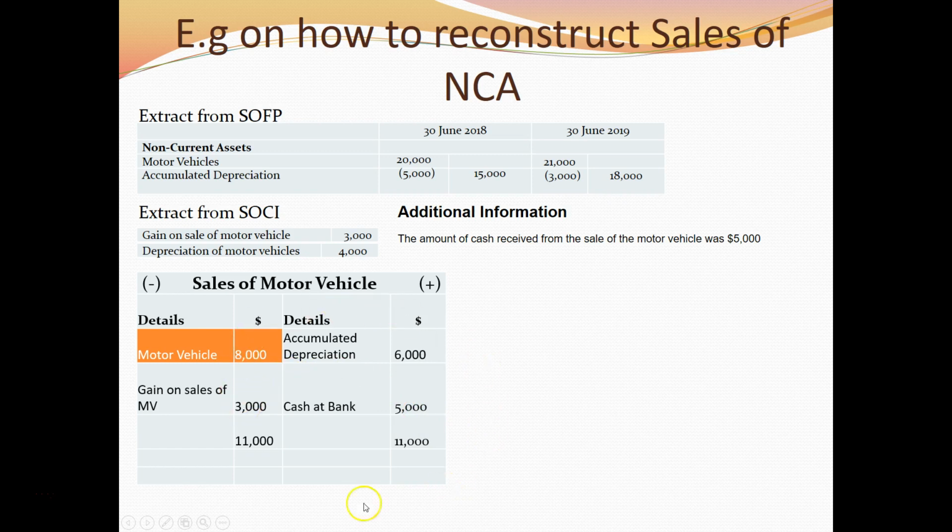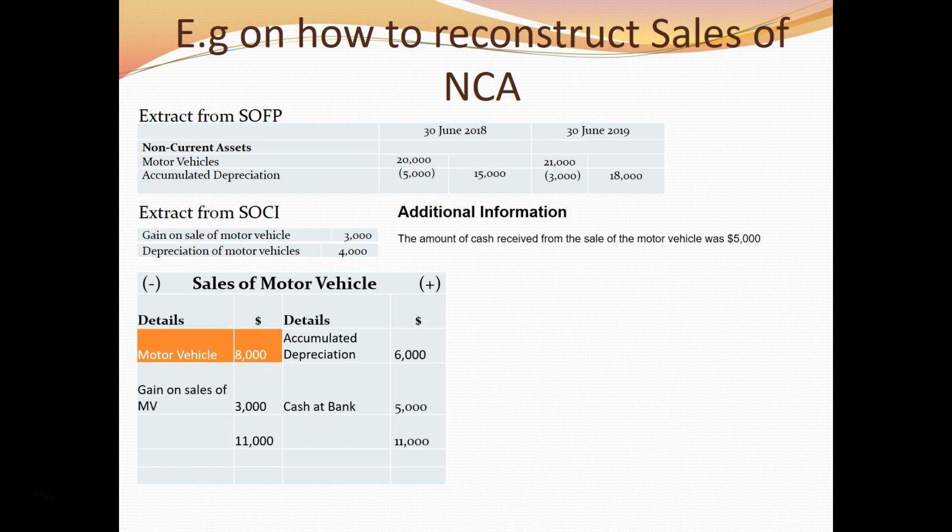So does the account make sense? Again, this sales of motor vehicle account records the cost of the motor vehicle that we sell, and this is the purpose we open it. Accumulated depreciation belongs to the depreciation of that motor vehicle we sell. Alright, so this is only one part of the thing we managed to get.